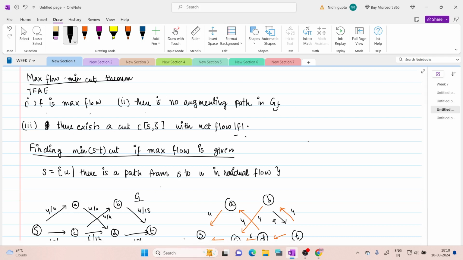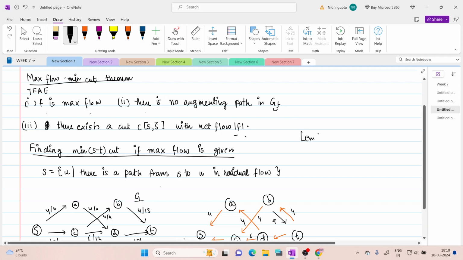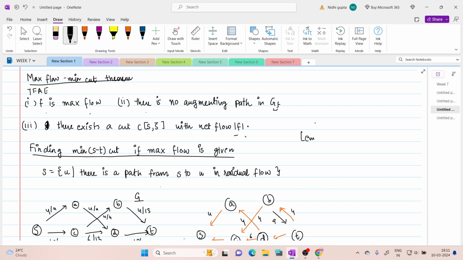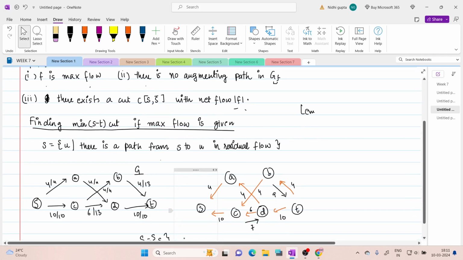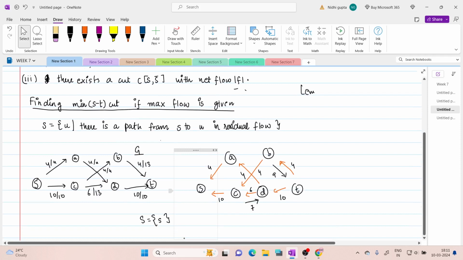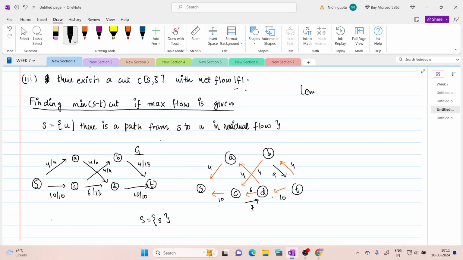Lemma 3 was that if our flow is coming out to be the capacity of some cut, then that flow is maximum and capacity is minimum. But this theorem is saying that if a flow is maximum, then we can always find a minimum cut also. So this was the question that we did.